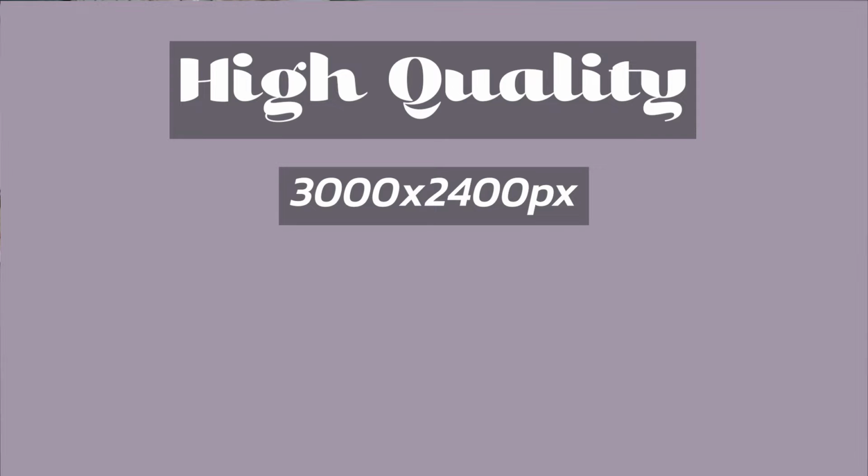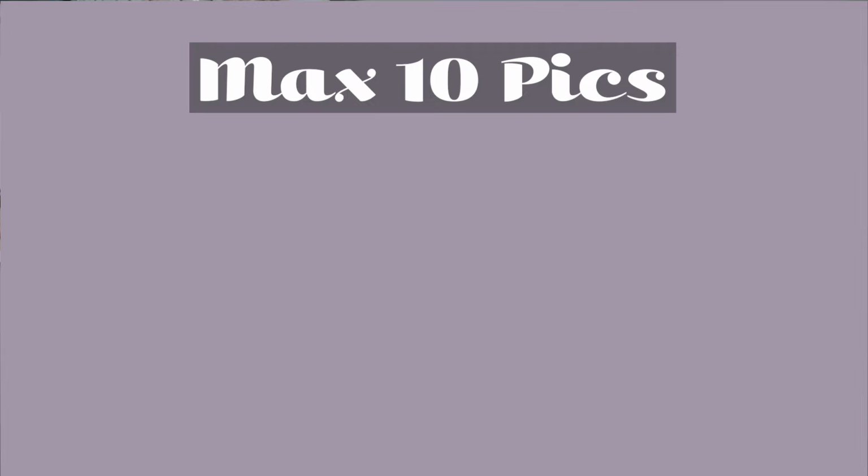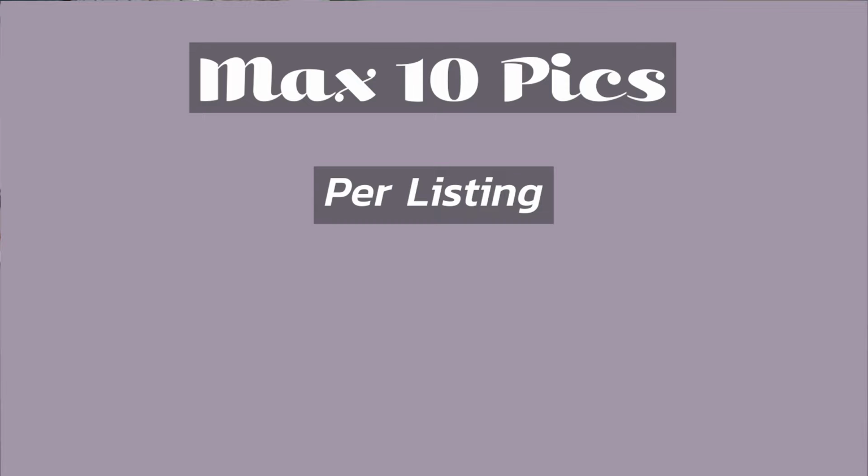Okay, now that we know the types of pictures you should have, let's go over some specifications for these pictures. All pictures should be high quality images, 3000 by 2400 pixels, 70 dpi is what I use. You can use a max of 10 pictures per listing on Etsy, so keep that in mind when you're deciding what the best pictures are.